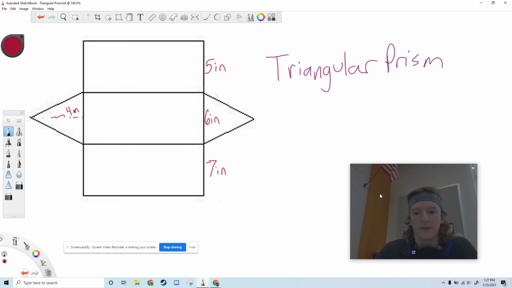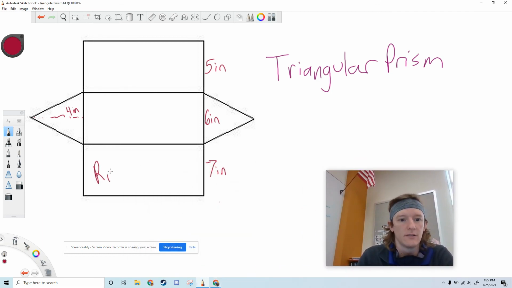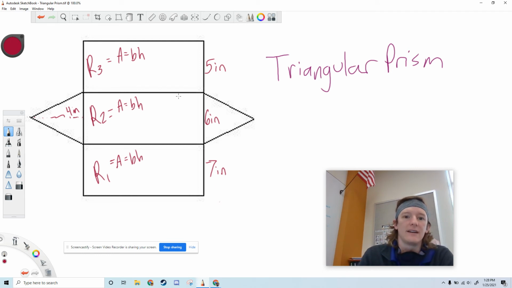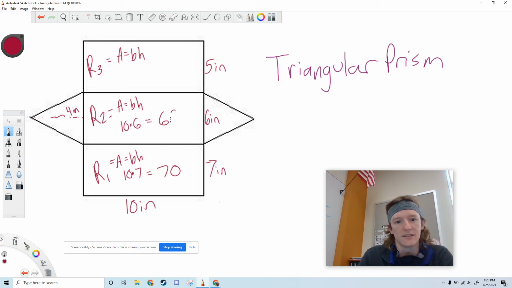So we're going to have rectangle 1, rectangle 2, and rectangle 3. I'm going to do my work inside this rectangle. We've got area equals base times height for each one. I didn't give you a base yet. Let's make this 10 inches. So it'll be 10 times 7 equals 70. On this one, we'll have 10 times 6, so that'll be 60. For this one, it's 10 times 5, so that'll be 50.